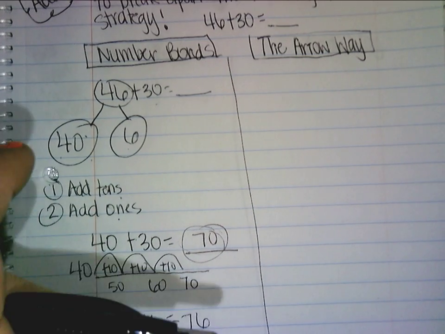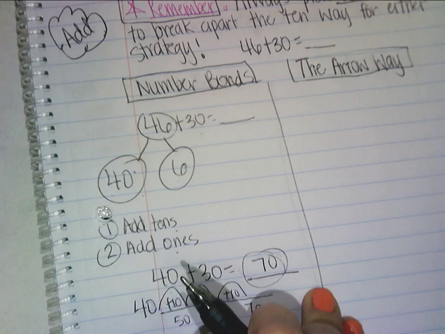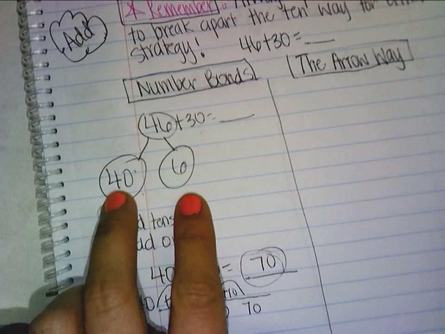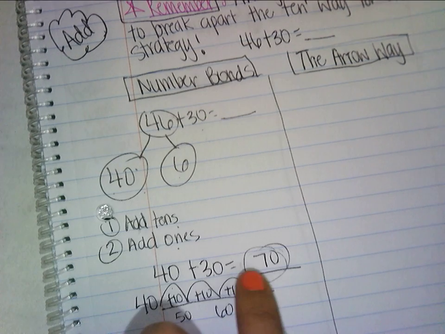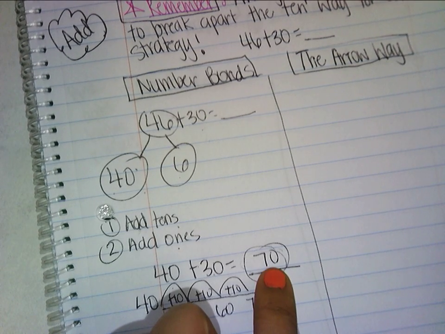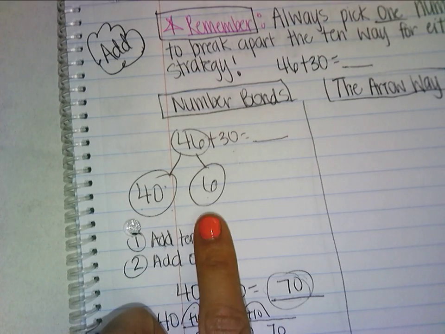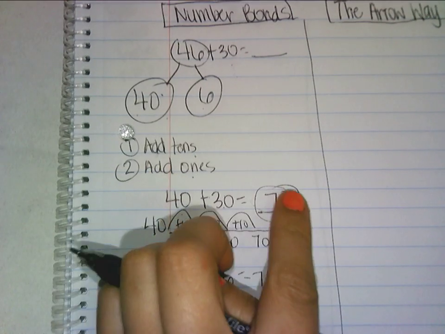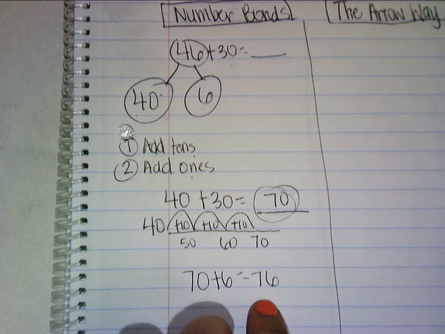So remember, with number bonds you're just breaking apart the number into a number bond. It doesn't matter which number, and you do it the 10 way. After that, you add the tens, which is 40 and 30, which is 70. And then to that number, you add the ones, which is 6 from that number bond. So you do 70 plus 6, and the answer is 76.